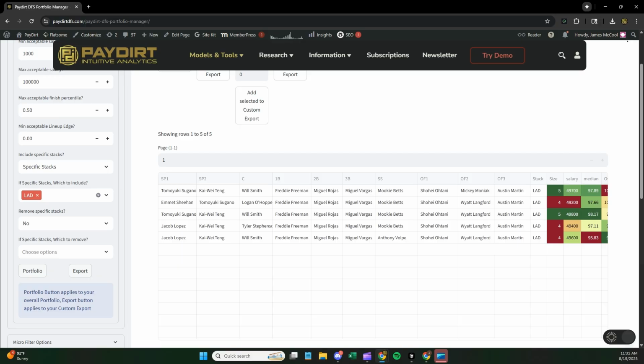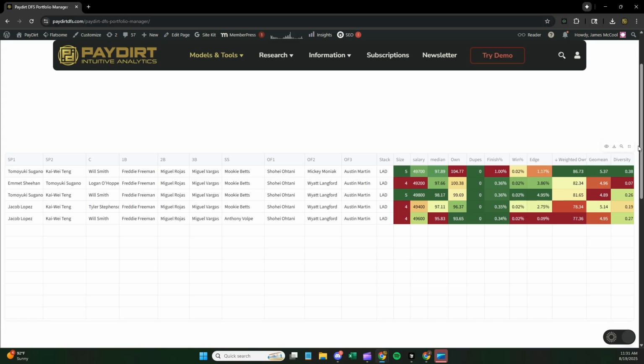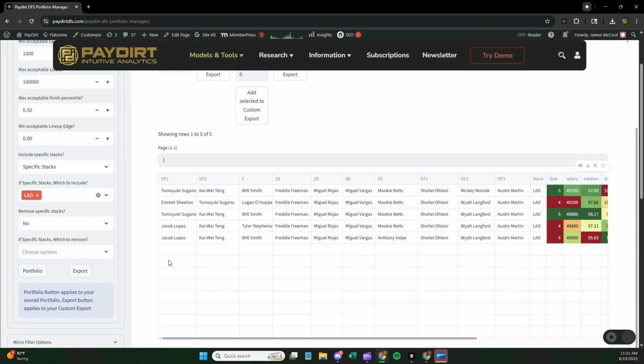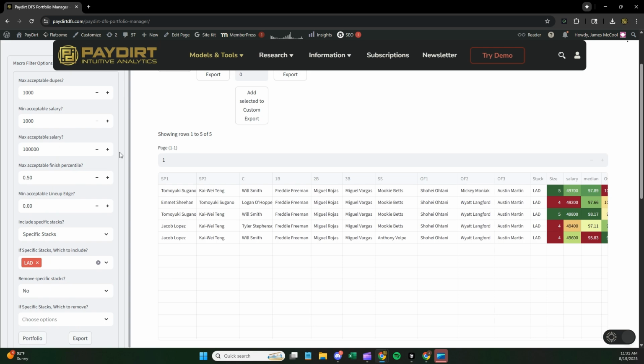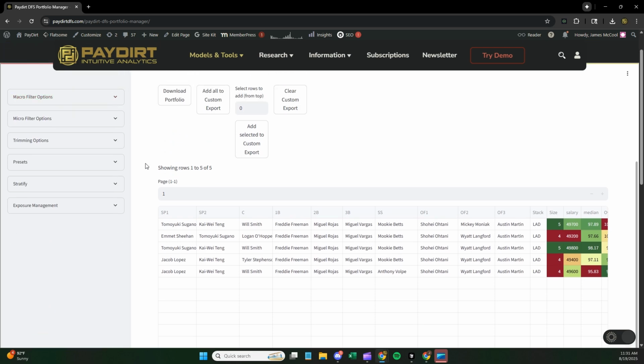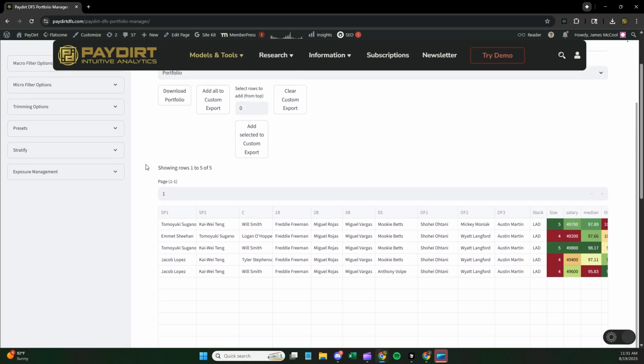So I just wanted to kind of break down what I meant by this stuff and why I think that a low diversity score is something worth considering when you're building out your single entry lineups. And hopefully this answers a couple questions as well about how to parse through some things and use Portfolio Manager in a kind of tiered way.